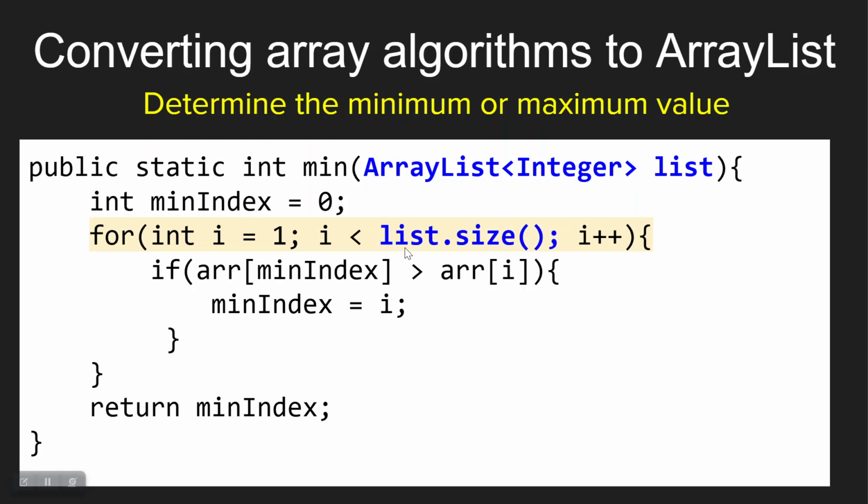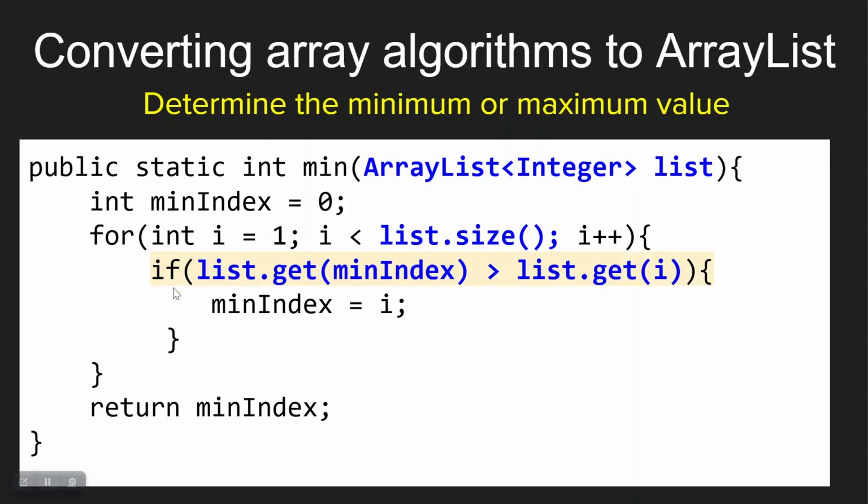We have to change that to be list.size, because again, the name of our array list is list, and it's the size method that we're working with. So now we're going to get into here. If array at min index is greater than array at I, so this is checking, is the current minimum greater than the current index value? So we obviously would need to change this. We would change this to be if list.get min index is greater than list.get I.